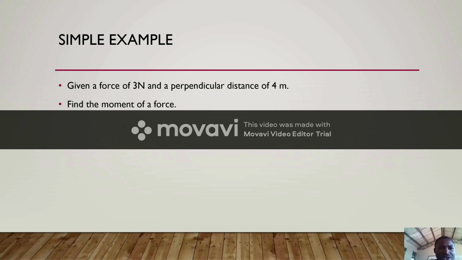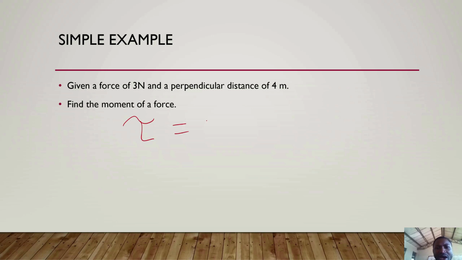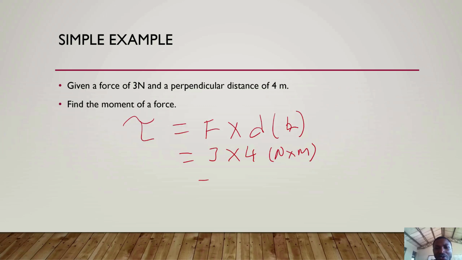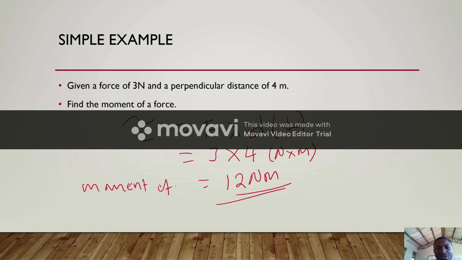In other words, the moment, which is given by tau, is given by force and distance, but this distance should be a perpendicular distance. So our force is 3 times the distance, which is 4, this being newton times meter. When you multiply this, it gives us 12 newton meters, which is the moment of a force. So basically that's how we determine the moment of a force.